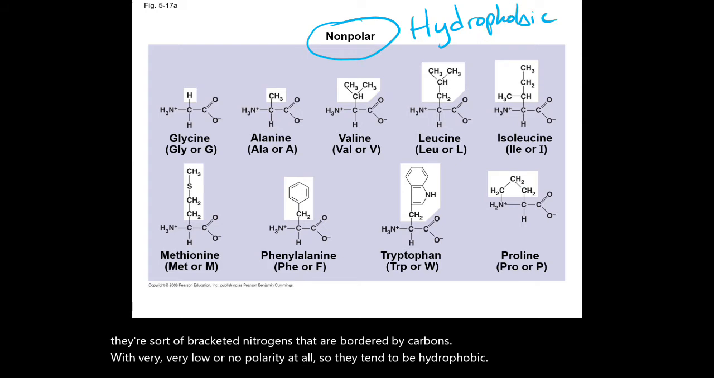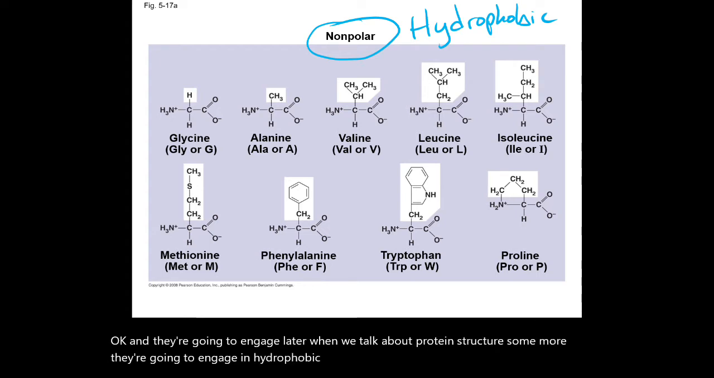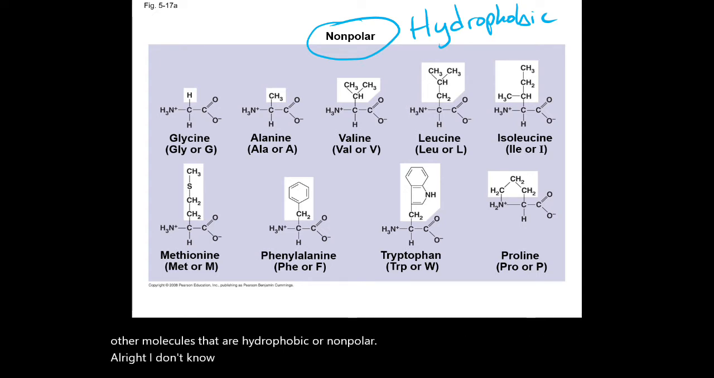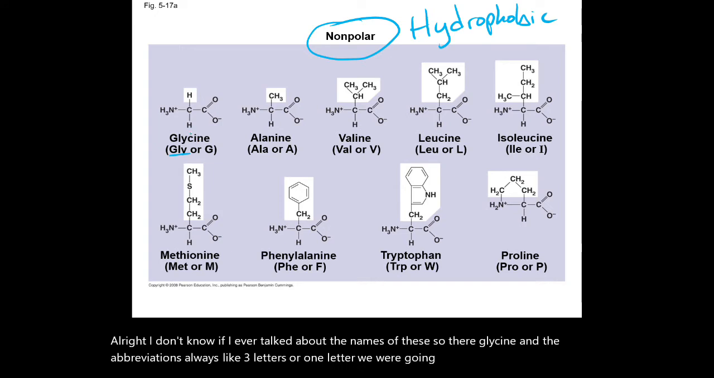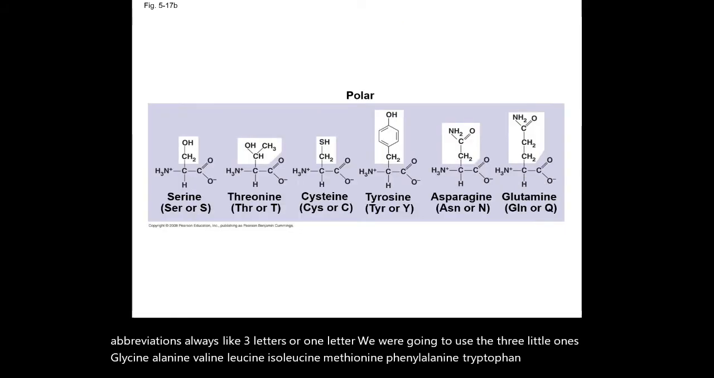Okay, and later when we talk about protein structure some more, they're going to engage in hydrophobic interactions. So they like to be with each other, with other molecules that are hydrophobic or nonpolar. I don't know if I ever talked about the names of these. So they're glycine, and the abbreviations are always like 3 letters or 1 letter. We're going to use the 3-letter ones. Glycine, alanine, valine, leucine, isoleucine, methionine, phenylalanine, tryptophan, and proline.